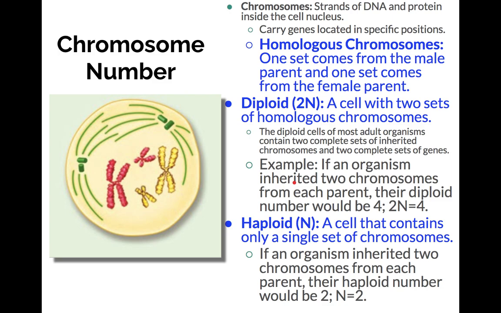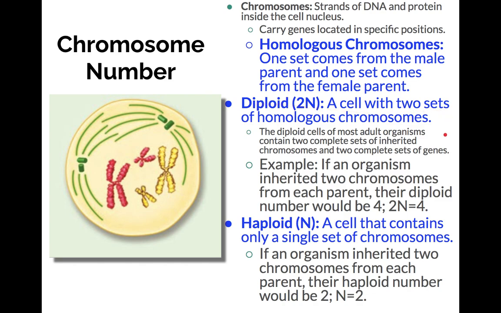Okay, so we'd gone over chromosomes, the structure. We know that those are strands of DNA and protein inside the cell nucleus, and we know that they carry genes. Now, homologous chromosomes, we haven't heard this yet, but homologous chromosomes are whenever you have one set that comes from the male parent and one set that comes from the female parent. Diploid is a cell with 2 sets of homologous chromosomes, and that should be easy to remember because whenever you see diploid, di, think 2.